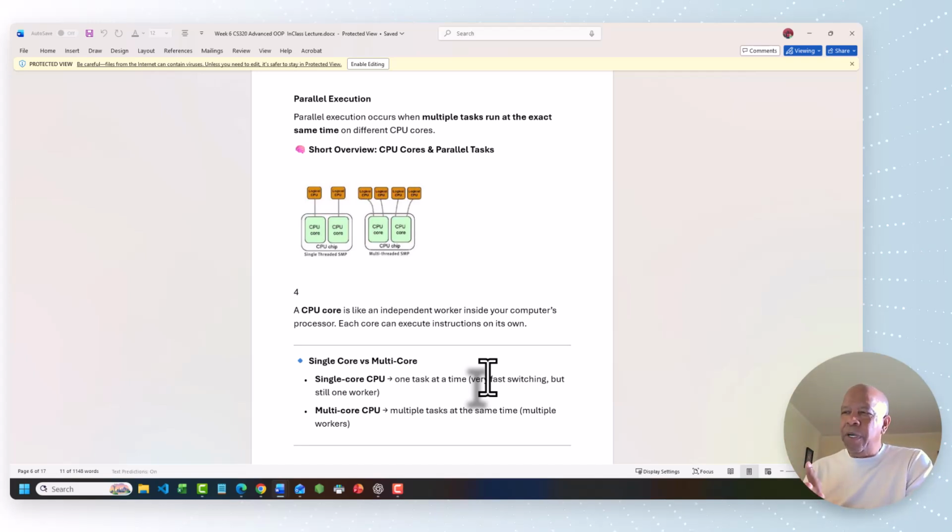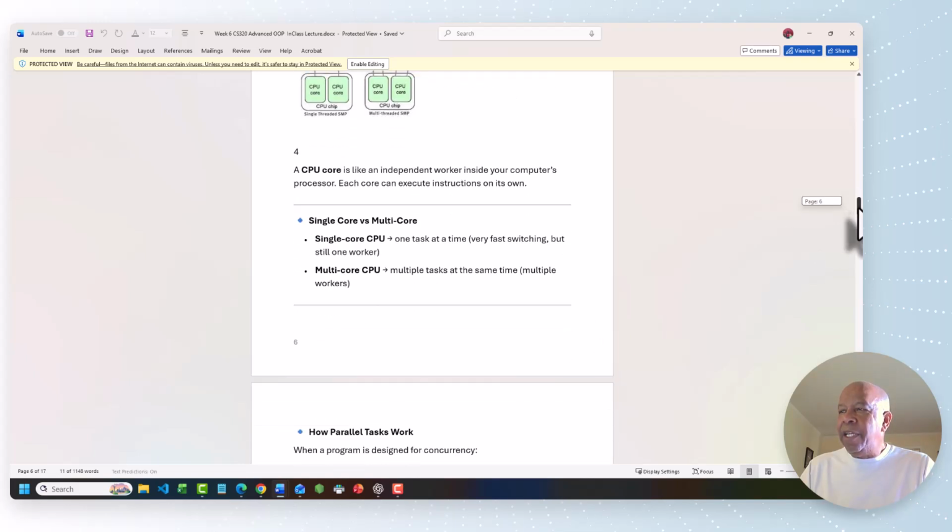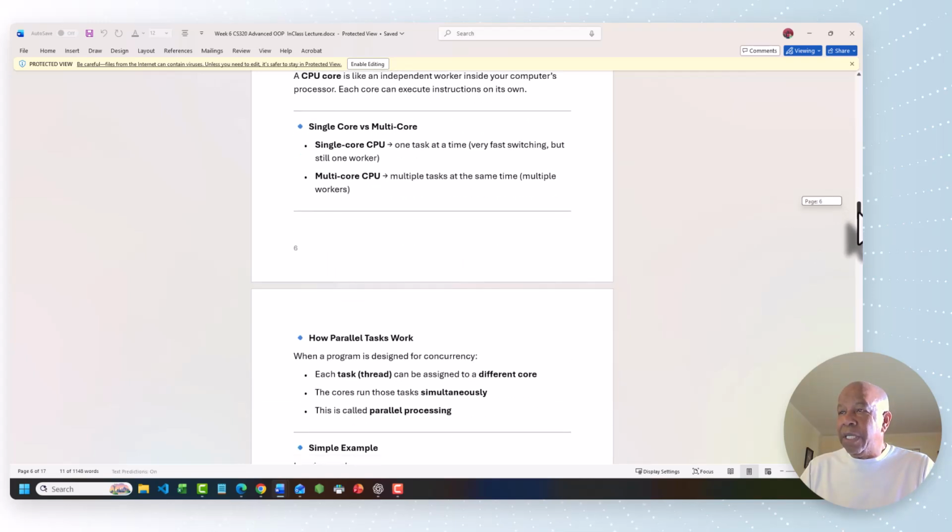And then I'm going to go back to 1. So I'm running pieces off the single core, but they're single threaded. 1 task at a time, very fast switching, but still 1 worker. When I'm talking about multiple cores, multiple tasks at the same time, I have multiple workers, okay? I have 4 workers, okay? In this particular case, each one of those workers can be doing something different at the same time, in the same time period, okay?